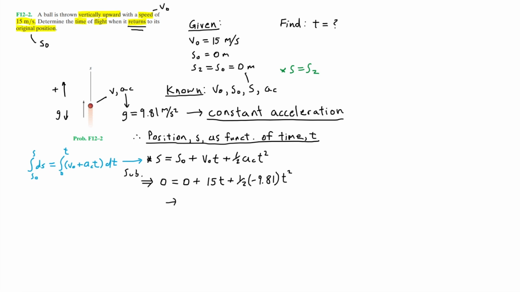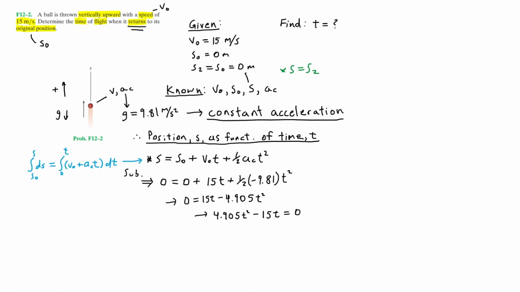So now we can go ahead and simplify down this equation, which hence becomes 0 equals 15t minus 4.905 t squared. And now I'll just rearrange this to have positive 4.905 and then negative 15. So we're left with 4.905 t squared minus 15t is equal to 0, which is of course a quadratic equation.